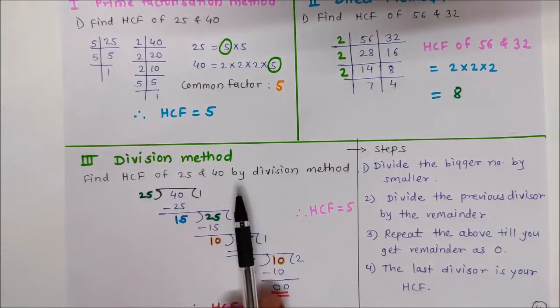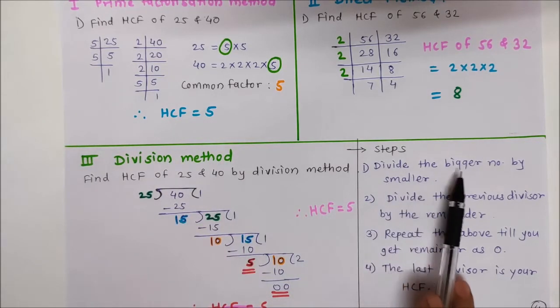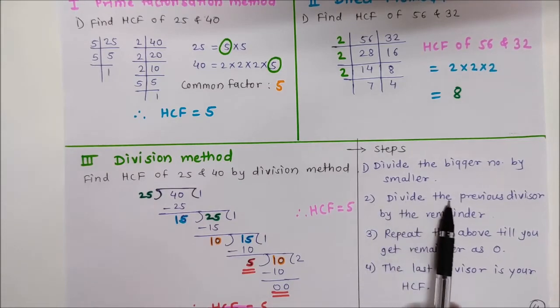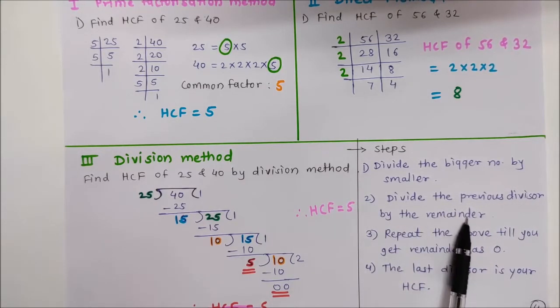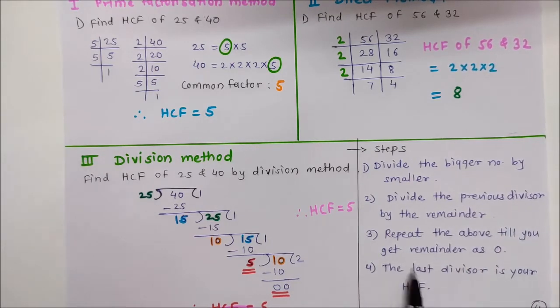So when we use the division method, first we have to divide the bigger number by the smaller. Second step is what? Divide the previous divisor by the remainder. Repeat the above till you get the remainder as 0 and the last divisor is your HCF.